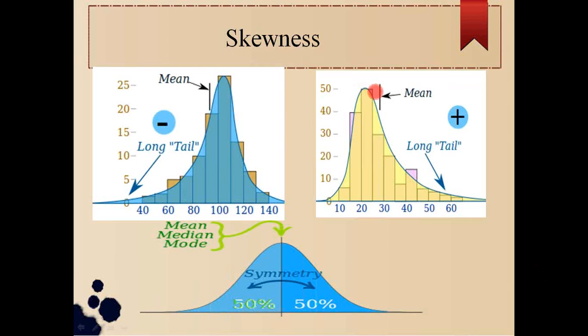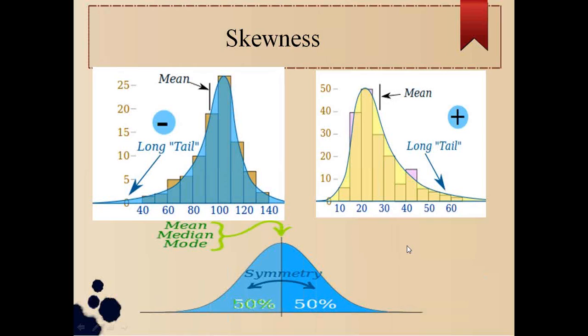Mode is here and mean is here. So this is positively skewed. And in this scenario, it is negatively skewed because mean is less than mode. The skewness tells us how much we are lacking from the symmetry.